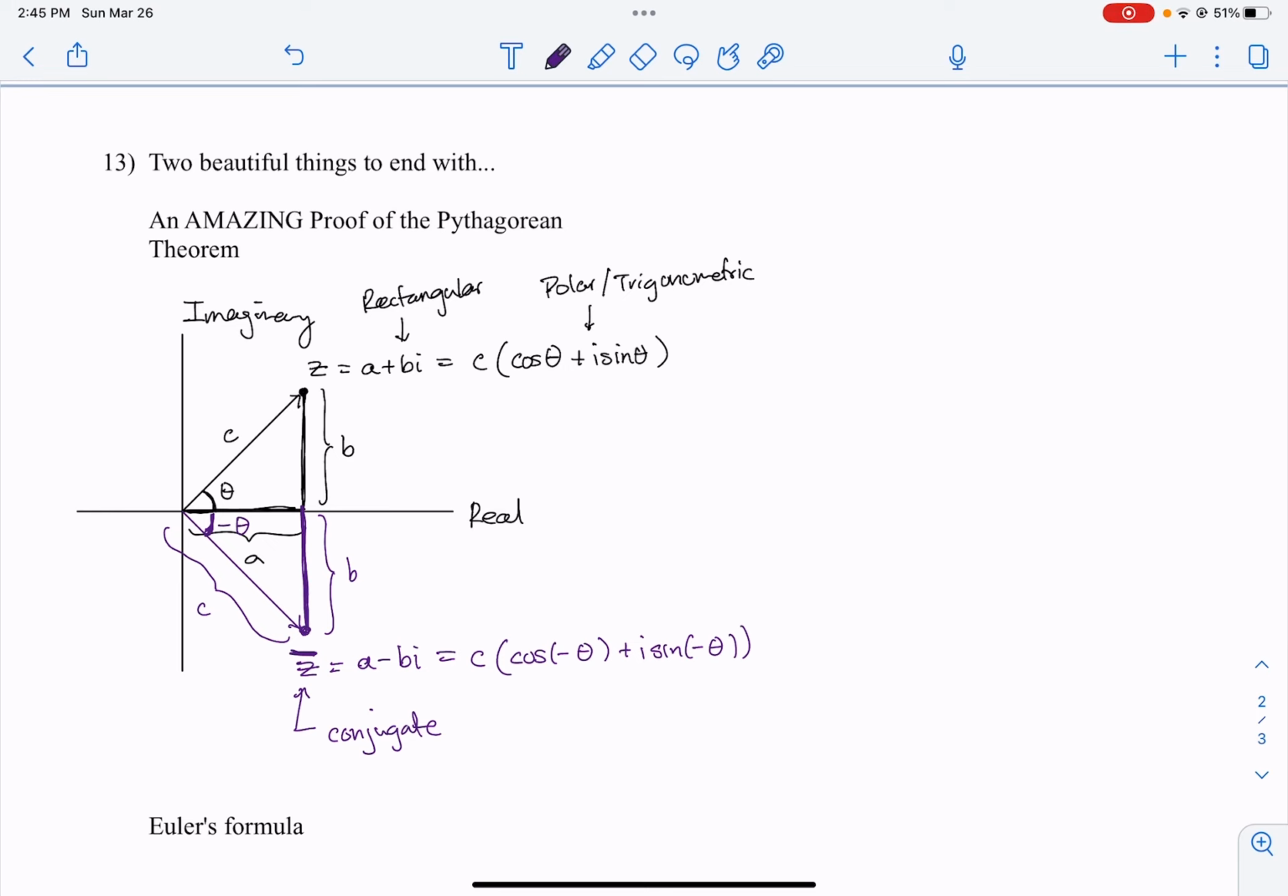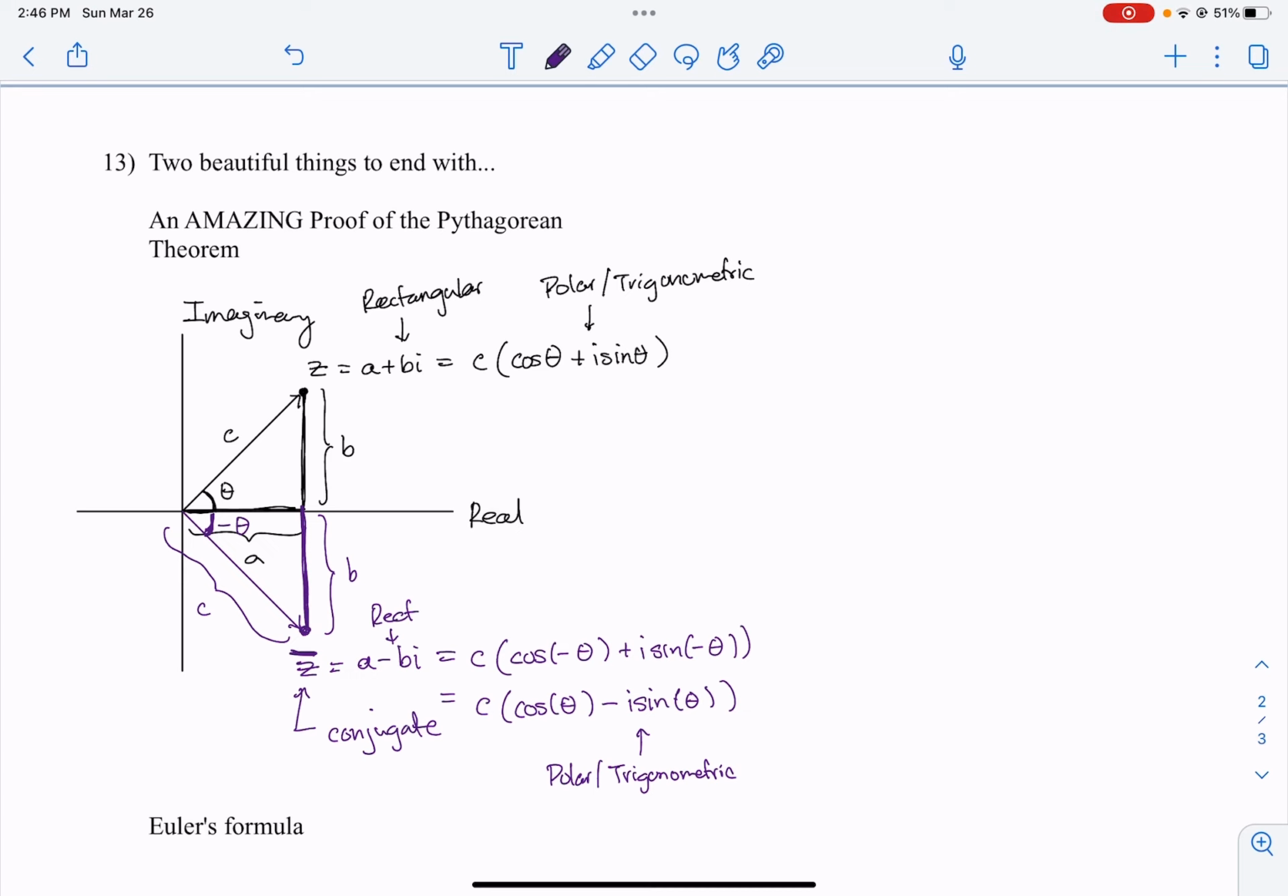Now, if you remember the even and odd properties for sine and cosine, you can simplify this. You end up with c times cosine of theta, because the negative goes away, and then the negative inside of sine just goes out to the front, so we have minus i sine of theta. Cool stuff. So this is the polar or trigonometric form here, and of course, we have the rectangular form here.